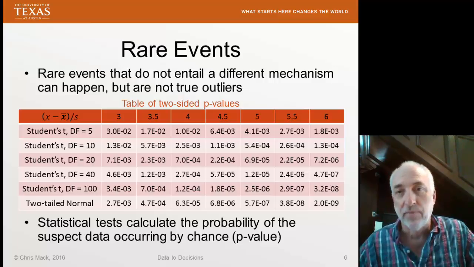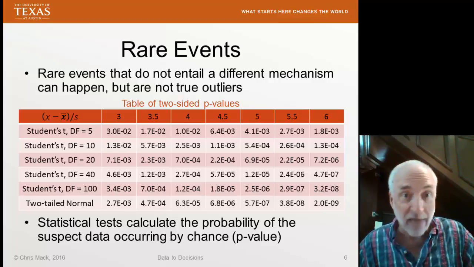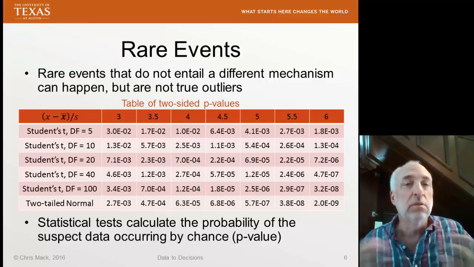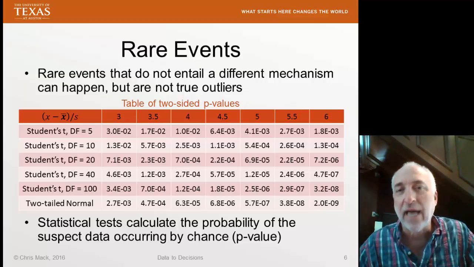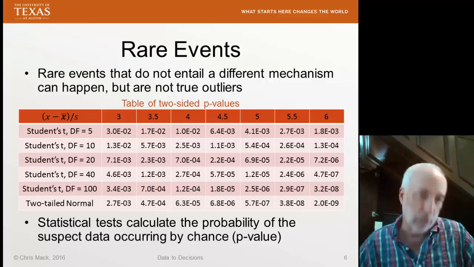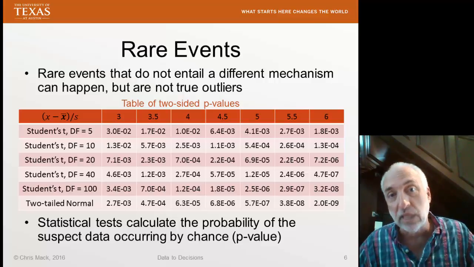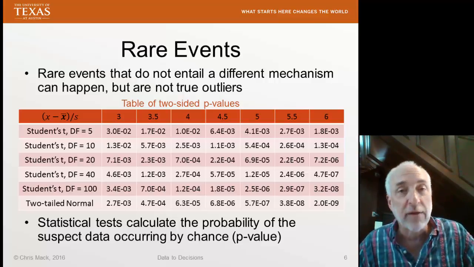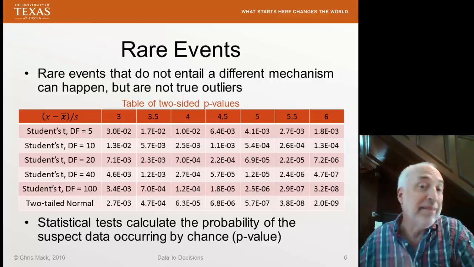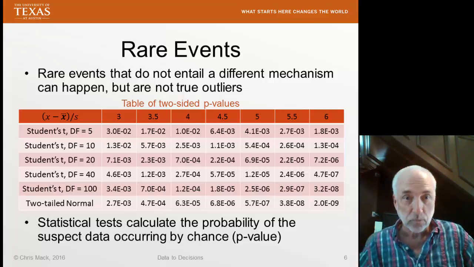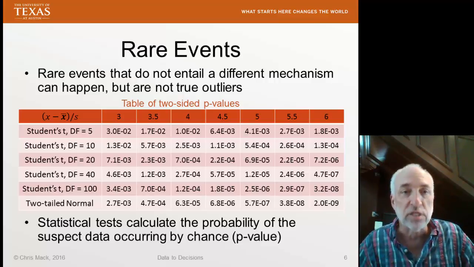The basic idea of outlier detection is the idea of rare events. We have rare events. We have extreme things that can happen. But those rare events are not really outliers. They're simply rare events that happen naturally. But thanks to statistics, we can calculate the probability that these rare events will happen. And we can compare the probability that a rare event would happen to the probability that the data point we actually got might have happened. So here is a table of two-sided p-values assuming a Student's t-distribution.